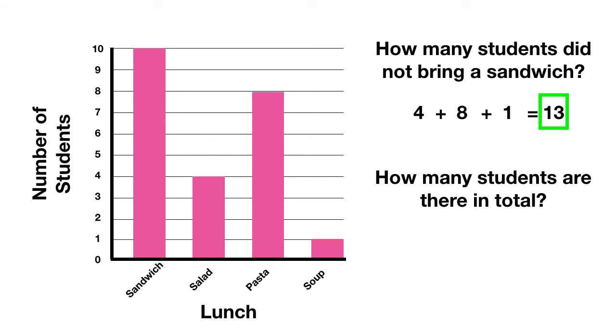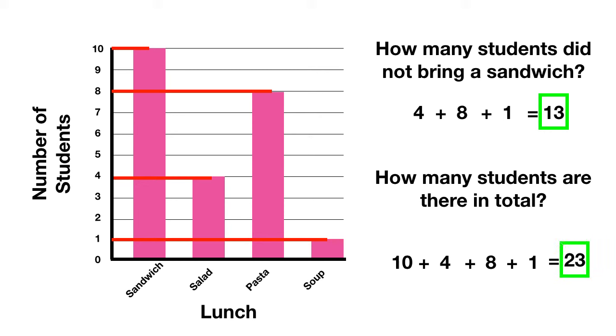You can see sandwich went up to 10. 10 students brought sandwiches. Then you add in salad, which goes up to 4. 4 students brought salad. Then you add pasta, which gets up to 8. 8 students brought pasta. Finally, you add soup. Soup got up to 1. Only 1 student brought soup. When you add this all up, 10 plus 4 plus 8 plus 1 gives you a total of 23 students.